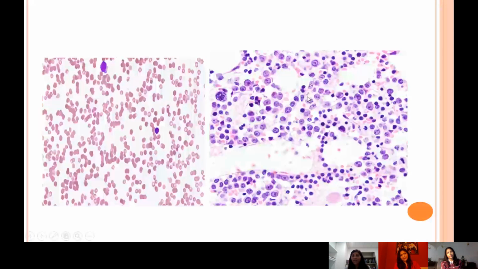On the right side, you can see this is quite a packed marrow. Few fat spaces are there, but there is an increase in these immature looking cells. They have a round outline, very open vesicular kind of chromatin. Few of the cells are showing prominent nucleoli as well, and there are bizarre giant cells. Morphologically, these cells look like very immature cells, and there is also one mitosis here.